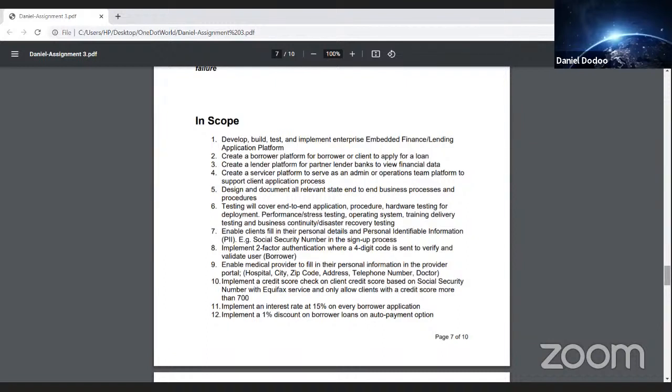The next thing we have as part of our in-scope features is to implement an interest rate of 15% on every borrower's application. And also we implement a 1% discount on borrower loans with the auto payment option set to on.